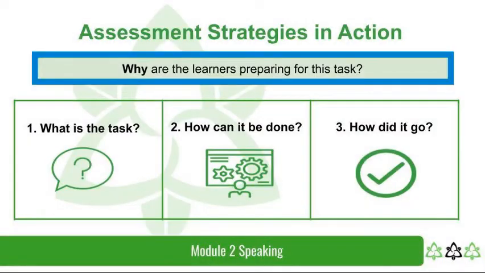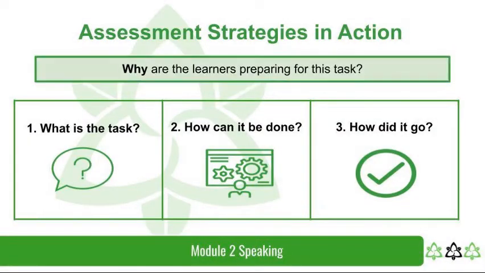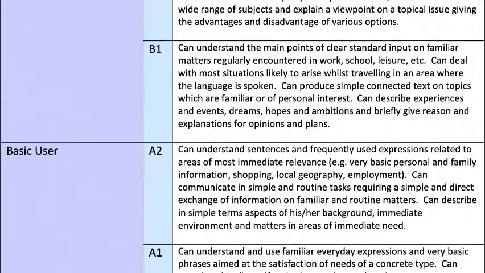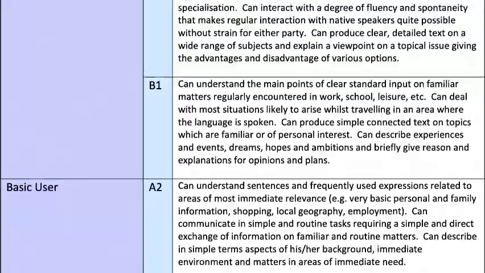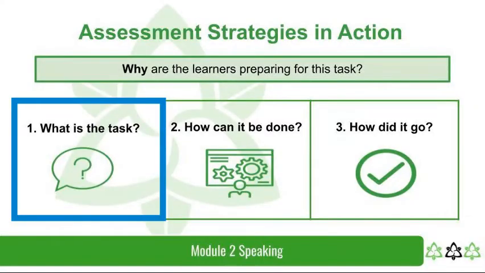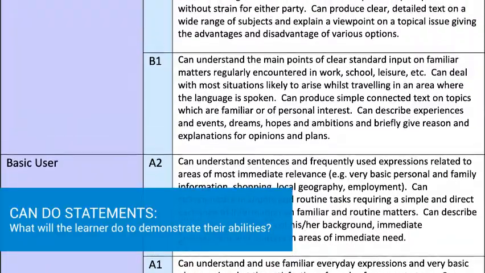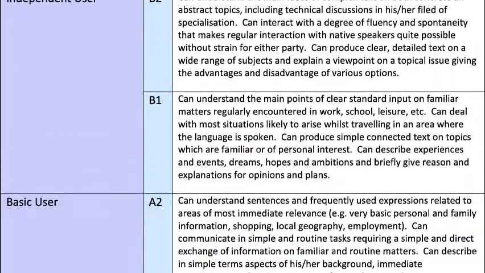When choosing a task to assess, always start with the why. Why are we having learners take on this task? When learners know what they are working towards achieving, then they can speak with intentionality. In the form of a can do statement, learners are aware of the purpose of the activity and can answer the question, what is the task? The can do statement also describes what the learner will do during the task to demonstrate their abilities.